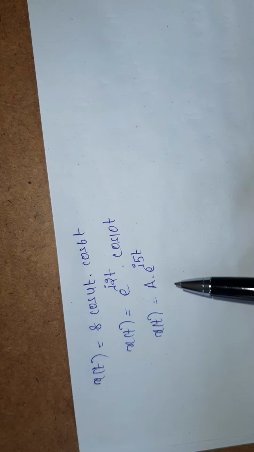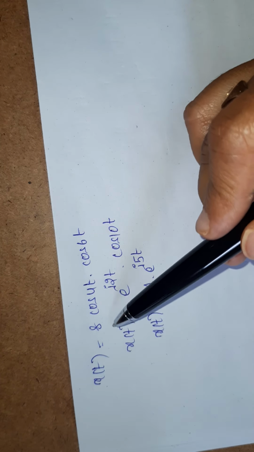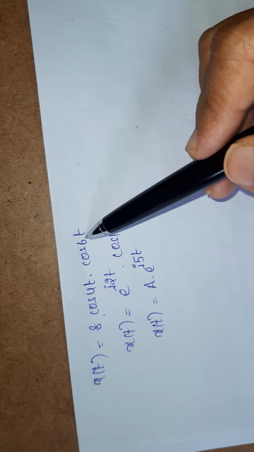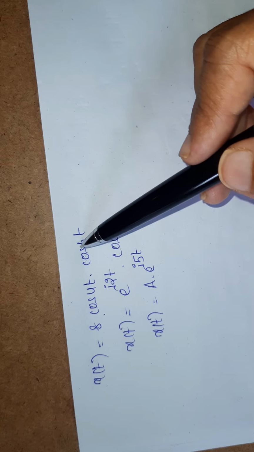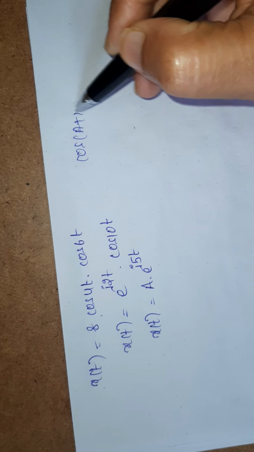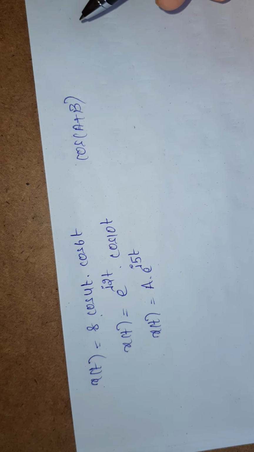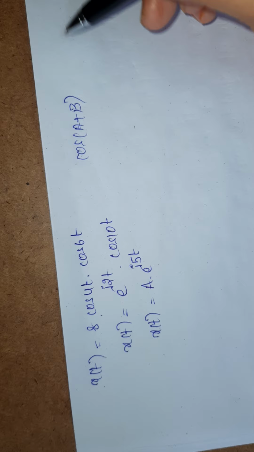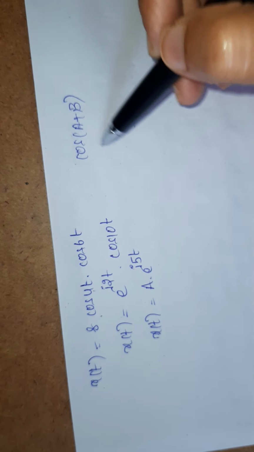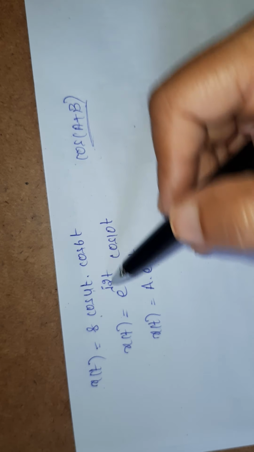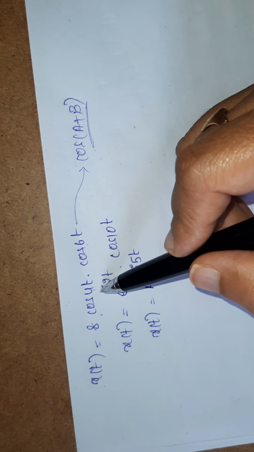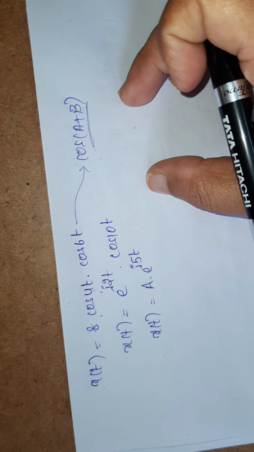Okay, I am giving the hints here. For the first one, I have the form 8 cos at into cos bt. We know the cos of (a plus b) formula. What is cos of (a plus b)? cos a cos b minus sin a sin b. Here I have cos a cos b. You just go through this formula and expand. After doing this, you will get the x1 of t plus x2 of t form.